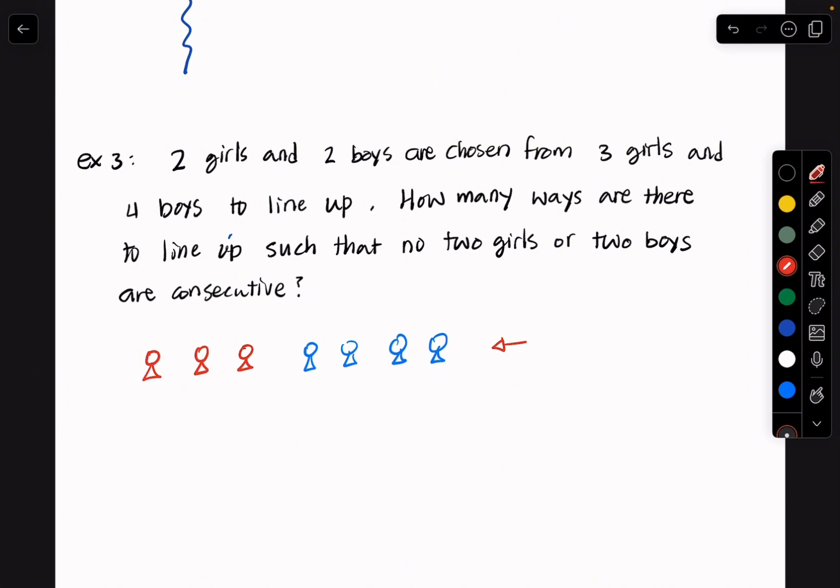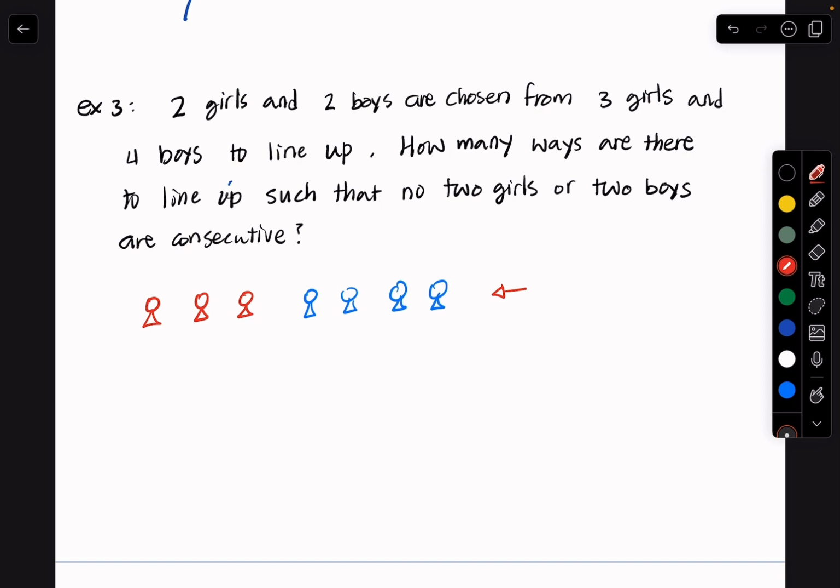So it will be pretty helpful to list down some examples first. I have 7 people in total. Of course, they're different persons, so I can name them A, B, C, D, E, F, and G. Okay, so now let me first choose 2 girls. For example, I can choose A and C. And I'm also choosing 2 boys, let's say I chose E and F.